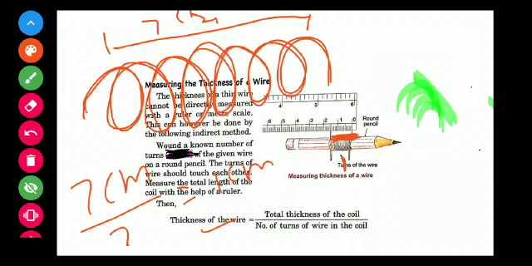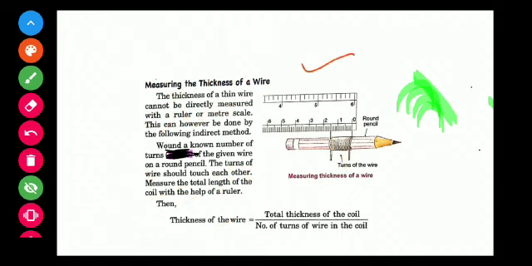So with the help of this indirect method, we can measure the thickness of wire, and thickness of wire is equal to the total thickness of the coil divided by the number of turns in the coil. Let there be 10 turns. If there are 10 turns, then the thickness of these 10 turns is from 0 to 1.5.